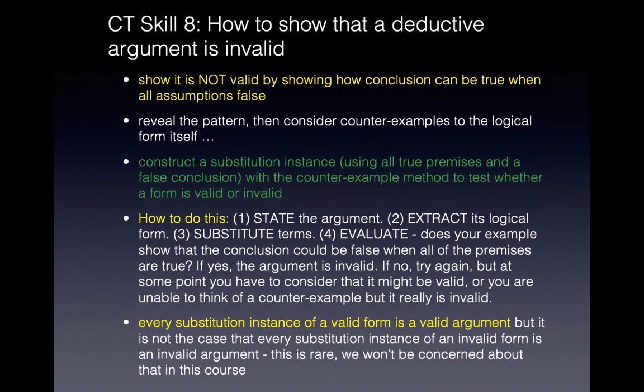You use it to test whether the form is valid or invalid. Again, how you do it in a nutshell is you state the argument, extract the form, substitute terms, and evaluate. Again, it works because every substitution instance of a valid form is itself a valid argument. Now, technically, it's not the case that every substitution instance of an invalid form is an invalid argument. We won't be concerned about that technicality here. What we need to know is that we are able to produce an example of an invalid form in order to show the pattern can't be trusted.